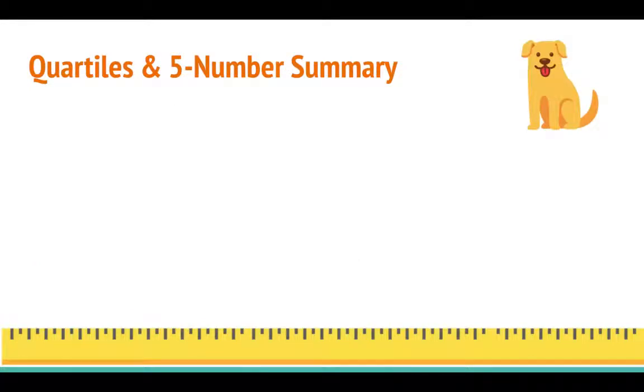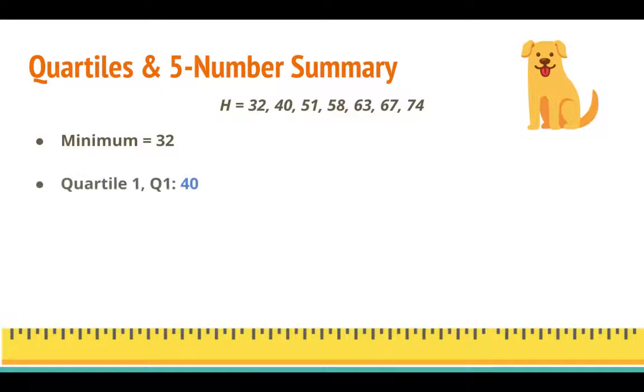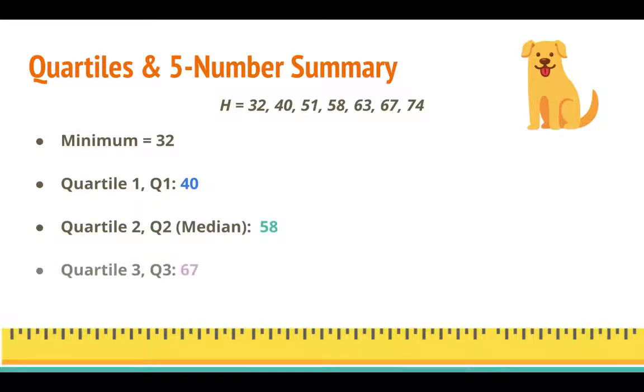Next are the quartiles and the 5-number summary. Again, we've got our heights of dogs in centimeters. Here comes our 5-number summary. You can think of this as breaking up the data into 25% chunks. So I start that with my minimum of 32. Quartile 1, 40, is at the quarter of the way through point. Quartile 2 is my median. That's the halfway through point. Quartile 3 divides the lower 75% from the upper 25%, and then finally my maximum.